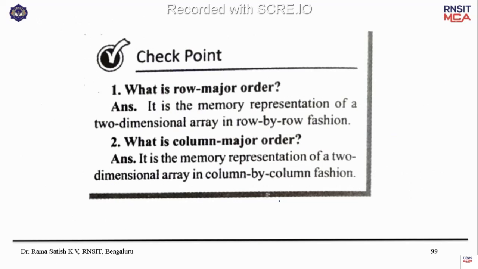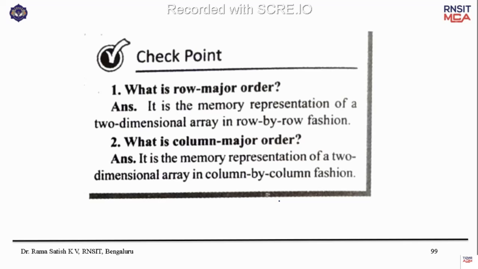Now, before we move further, what is row major and what is column major? Row major is the memory representation of a two-dimensional array in row by row fashion, and column major order is the memory representation of a two-dimensional array in column by column fashion. These are the two things that you should never forget when you are representing matrices, the two-dimensional arrays.